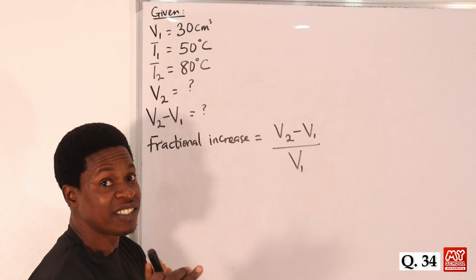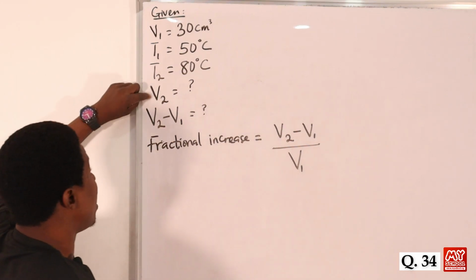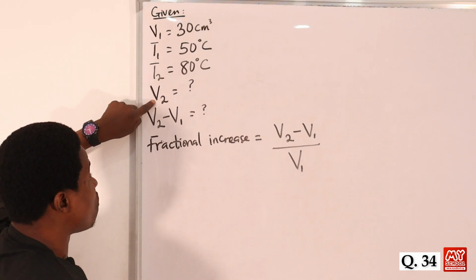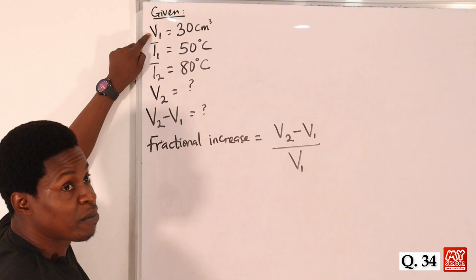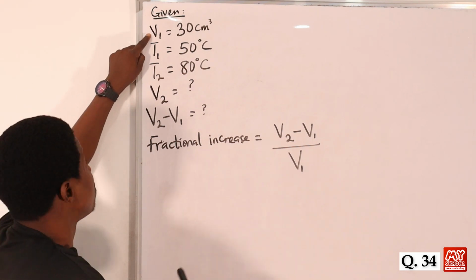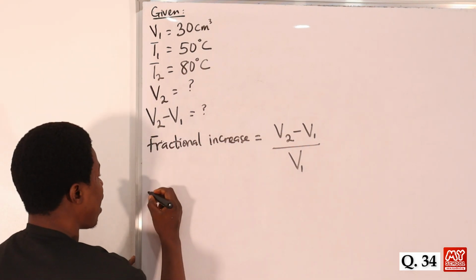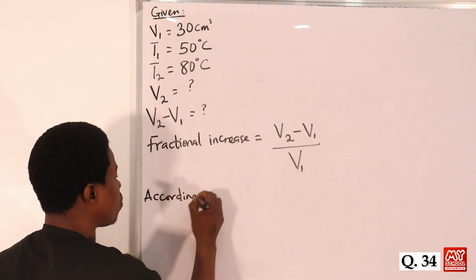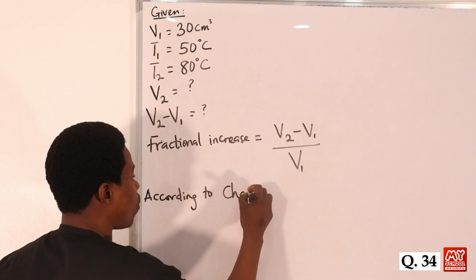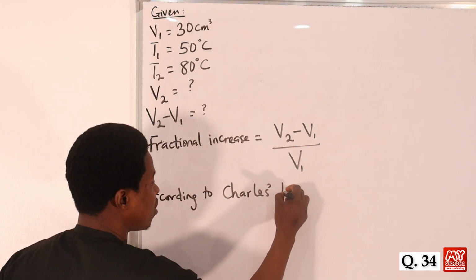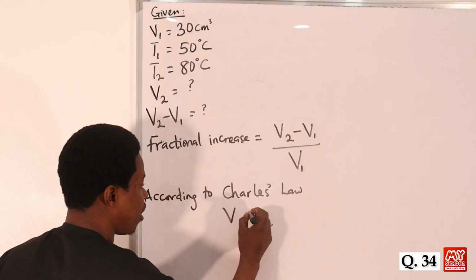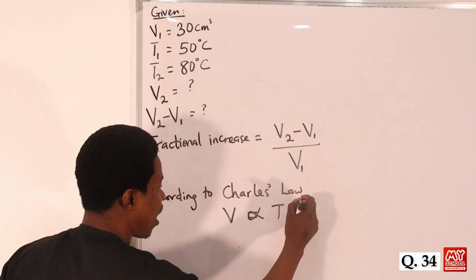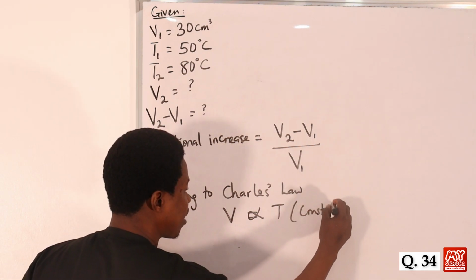So let's take it gradually, step by step. The first thing is, let's get our V2, because we know our V1 here. Like we said, pressure is constant, which means the relationship is between volume and temperature. That is according to Charles' law. The volume is directly proportional to temperature at constant pressure.